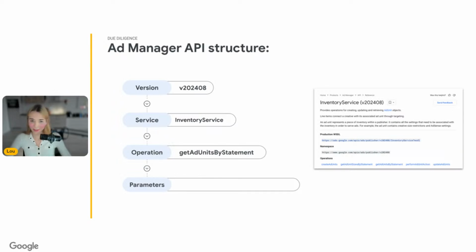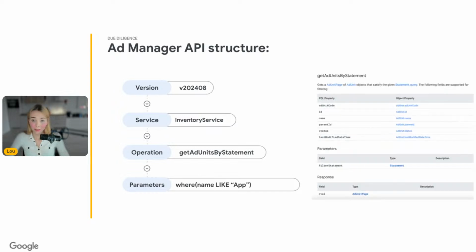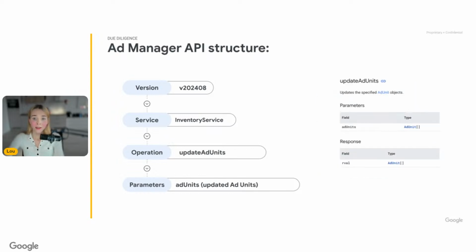So what is a statement? A statement is basically our way to declare a query, a filter. So statements can be a where, can be a limit, can be an offset. It can have multiple things. We'll show you that later. So you want to get the ad units by some statements, so that can be some filtering and stuff. And the important thing here is that you get back an ad unit page, and the ad unit page just has a list of ad units.